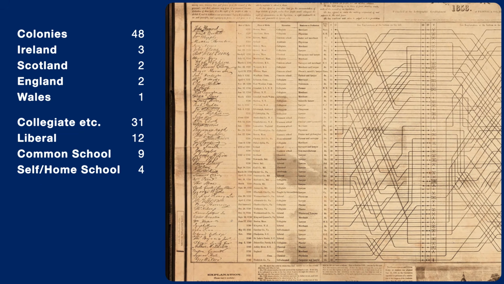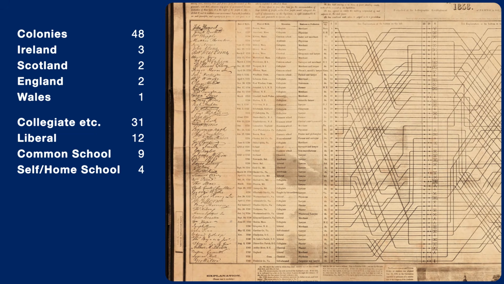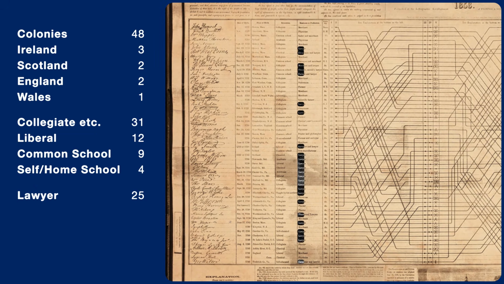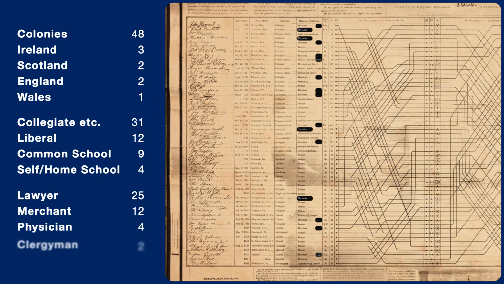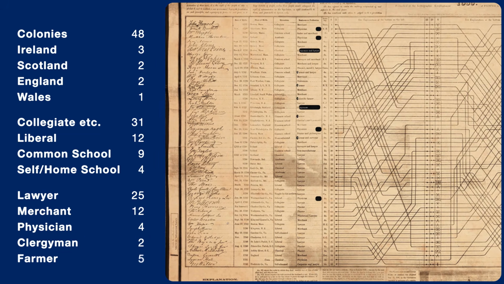When it comes to their professions, the most common by far was lawyer, followed by merchant. But there were also 4 physicians, 2 clergymen, and a handful of farmers.